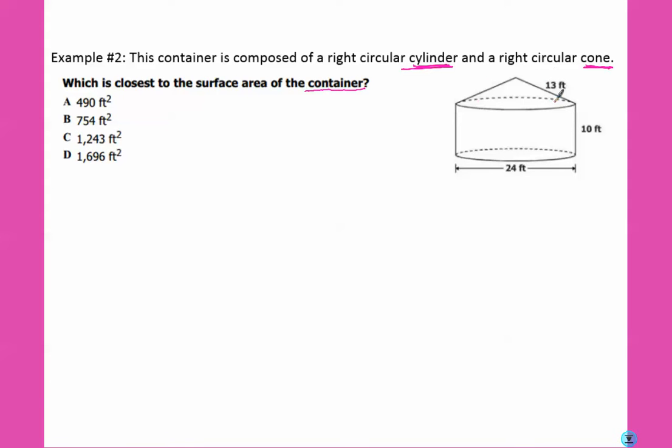So what I need from the cone is just the triangle sort of shape on the outside. So that's really the lateral area of the cone. So I need the cone lateral area. I need this outside of the cylinder, so I need the cylinder lateral area, and then I need the area of the bottom circle.